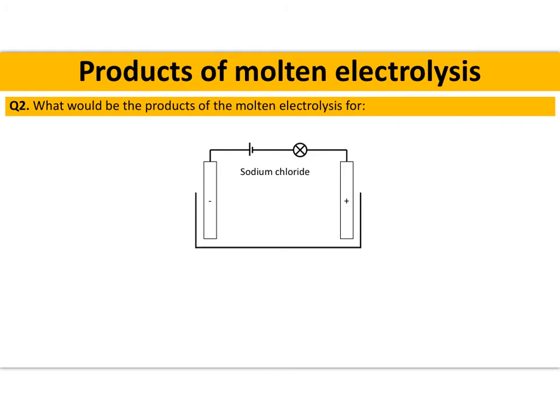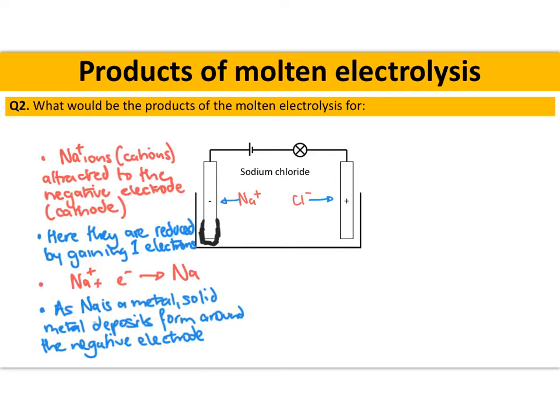Okay, so we're going to look at another example. Again, let's think about what ions we've got present. We're looking here at sodium chloride. So we have sodium ions and we have chloride ions, and the sodium ions are going to be attracted to the negative electrode, and the chloride ions are going to be attracted to the positive electrode. So the sodium ions are attracted to the cathode.